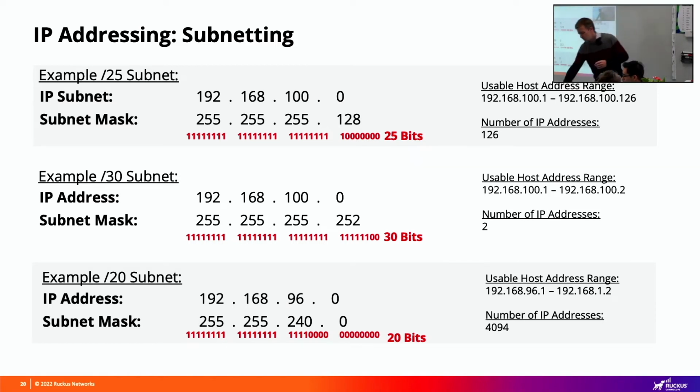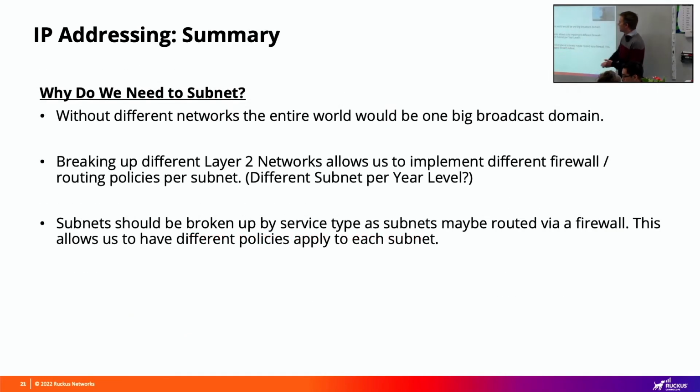Cool. Almost finished. So in summary, IP addressing. Without subnets, the whole world would be one big broadcast domain and it just wouldn't work because there'd be too much broadcast going around. Breaking up different layer 2 networks also allows us to implement different firewall rules for each VLAN.